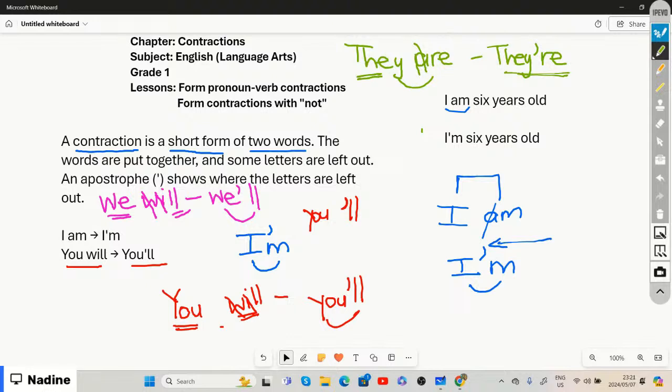Remember, you need to put the apostrophe also. Don't forget to put the apostrophe, that little sign. So "you'll" is correct, but you need to also put the apostrophe over there, because once you put the apostrophe, then it shows the contraction.